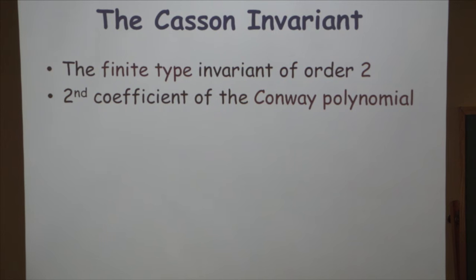Okay, so let's concentrate on C2, which is a finite type invariant of order 2. So this is one way to define it, and another way to define it is the second coefficient of the Conway polynomial. But there's only one new one, except for the constants that we already know. Up to a constant, yes.